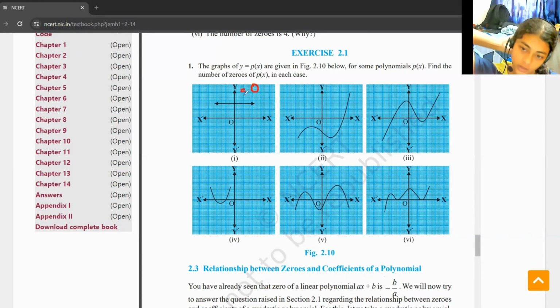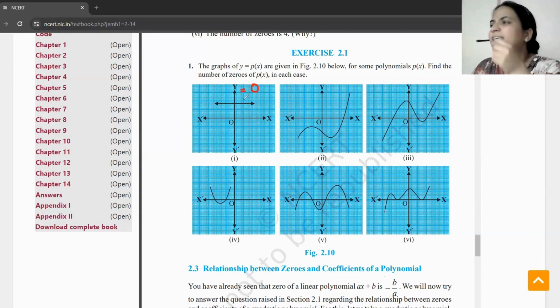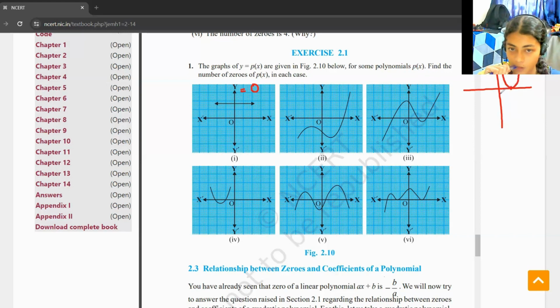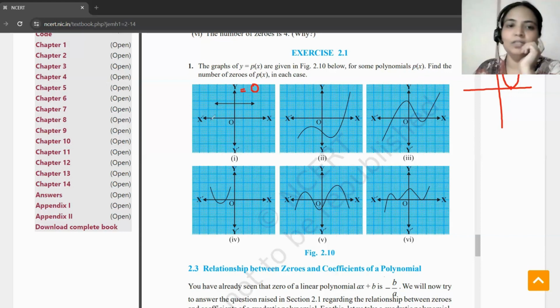Ma'am, I have a doubt. If it just touches the x-axis, can we consider it as cutting the x-axis? Yes, it is actually touching the x axis only. Like the diagram we did earlier, it's just touching it at one point. So this also has 1 zero. Okay, ma'am, clear. So this has got no zeros, no solutions.